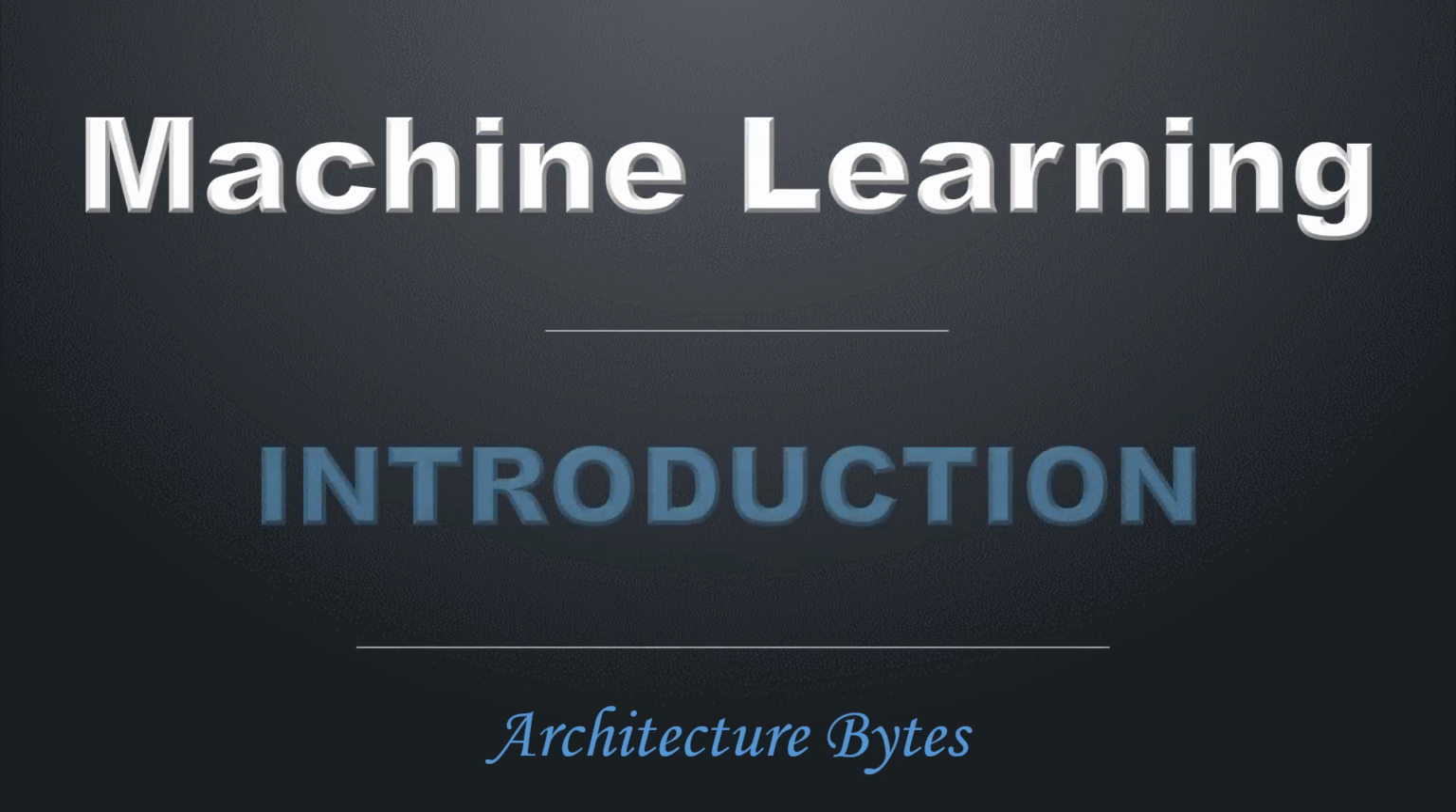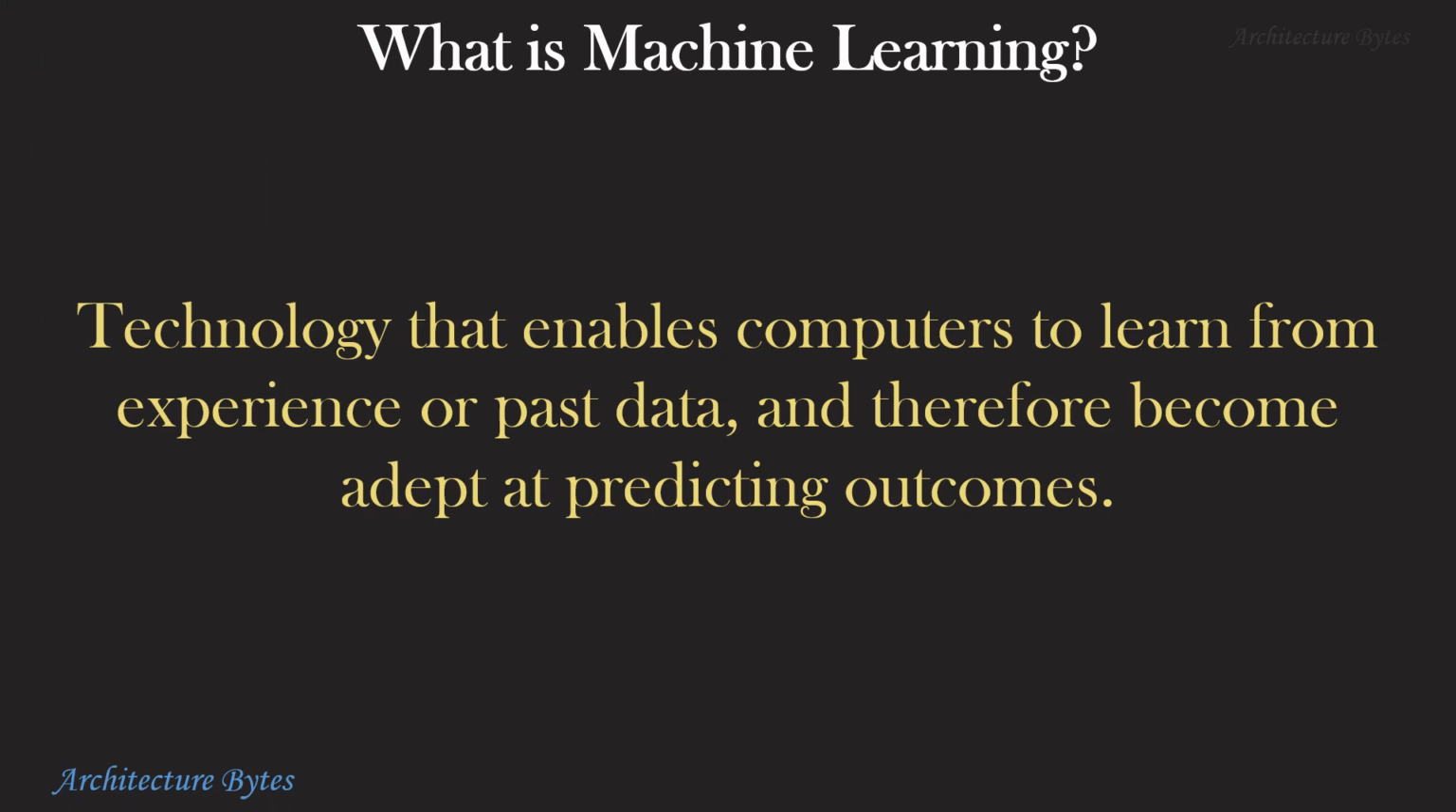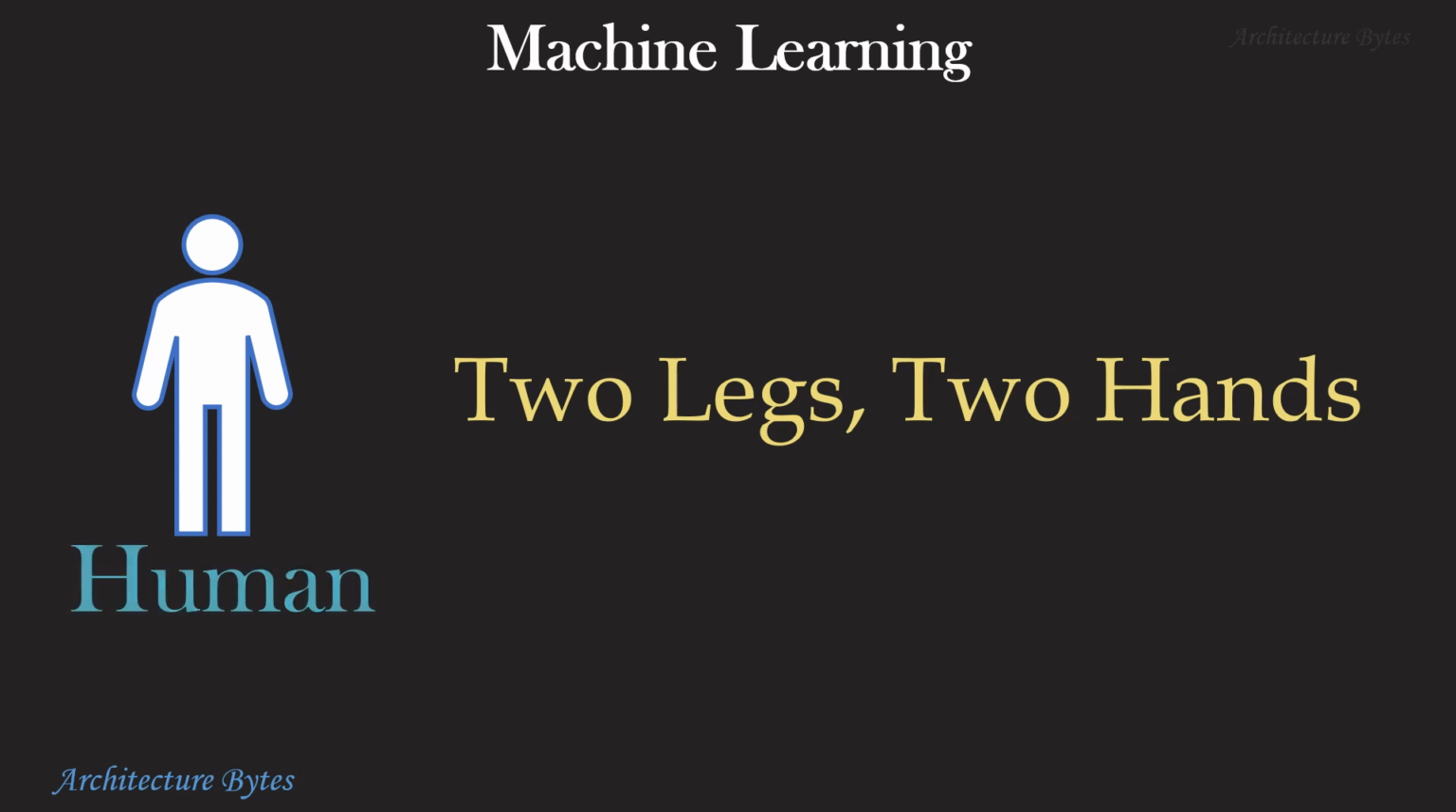Introduction to Machine Learning. Machine learning is a technology that enables computers to learn from experience or past data and therefore become adept at predicting outcomes. Let's understand this with an example.